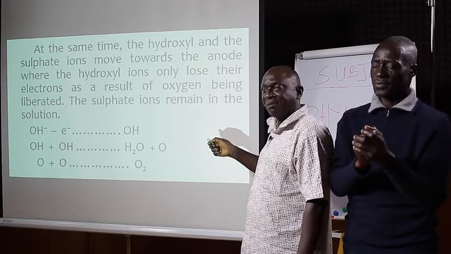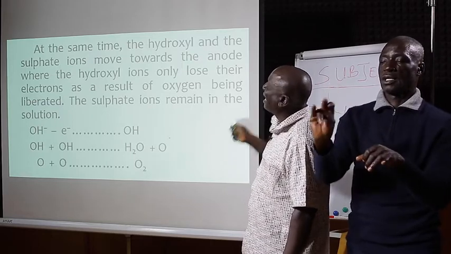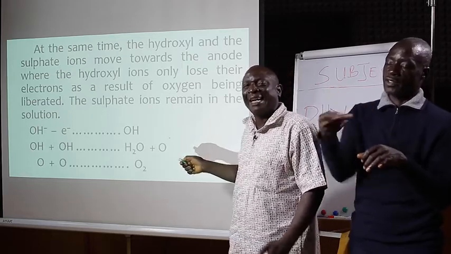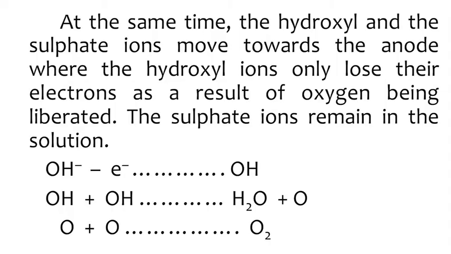At the same time, the hydroxyl and the sulfate ions, which are negative ions, move towards the anode, that's the positive pole.